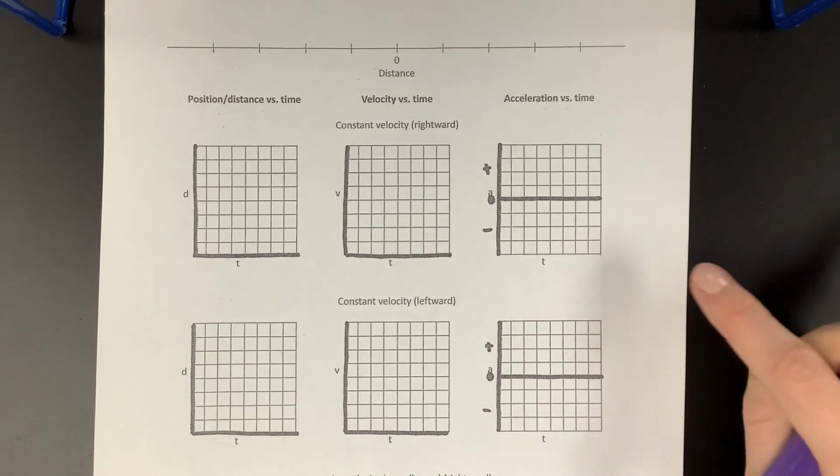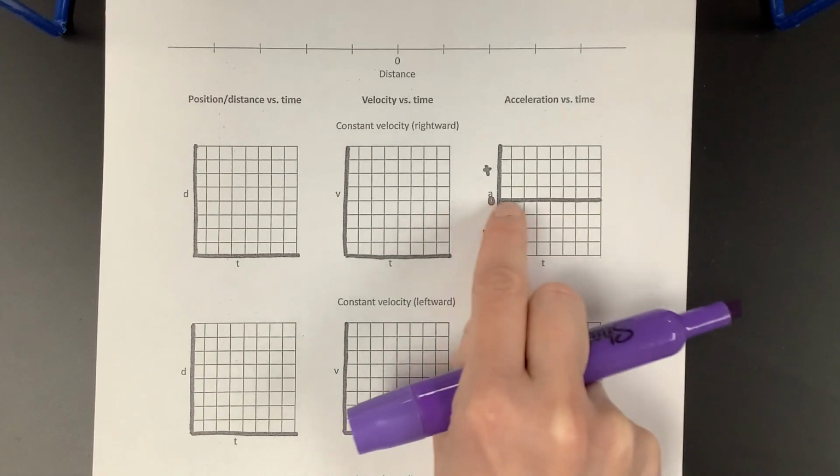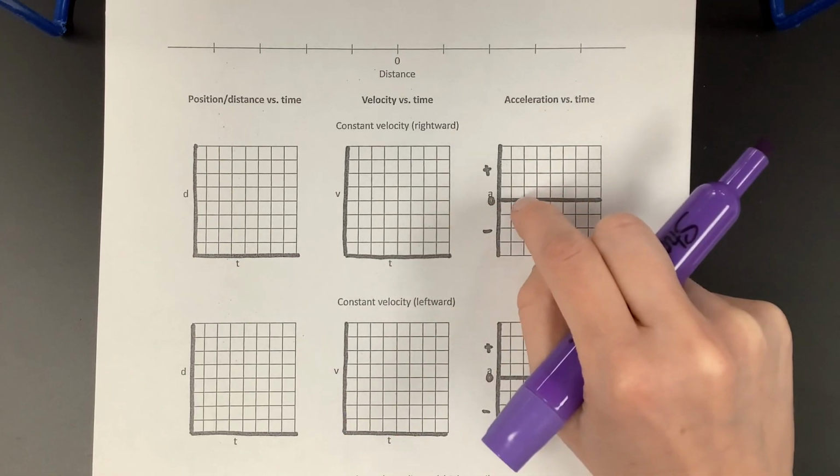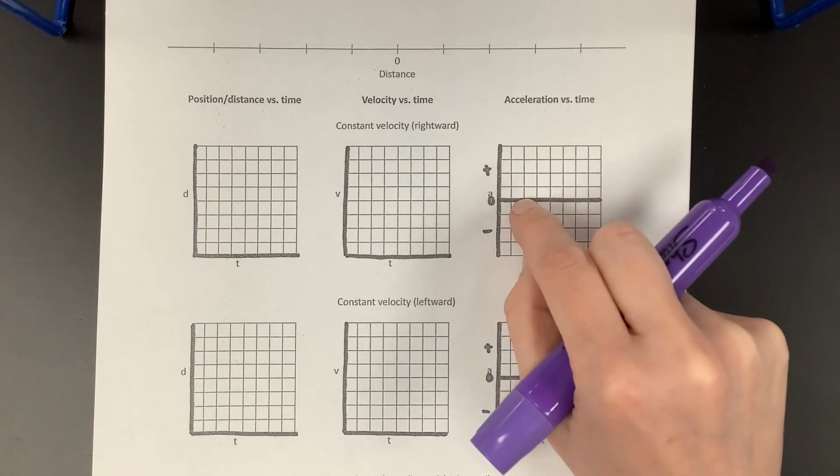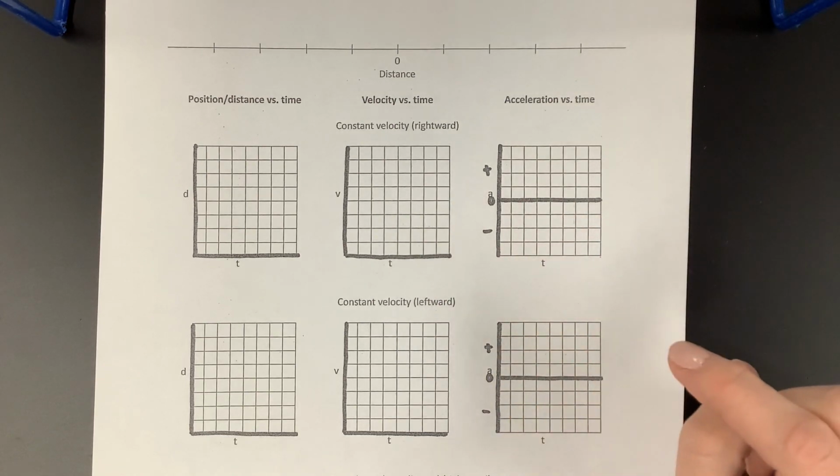Notice that the acceleration x-axis is in the middle. That's where 0 is, because acceleration could be positive if that object were speeding up, or it could be negative if that object were slowing down.